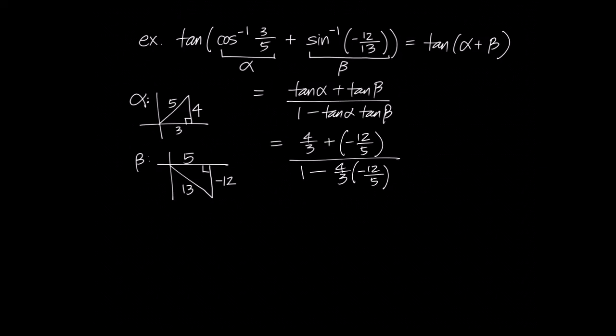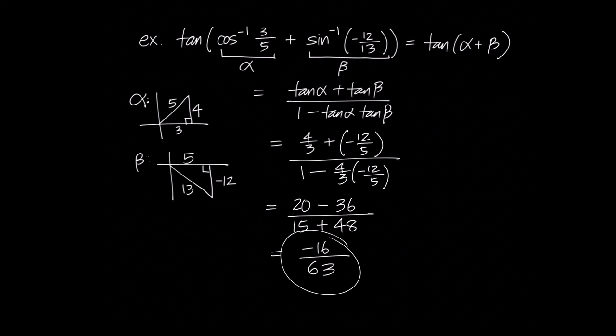Okay? Now, there are different ways to simplify this. The easiest way is to just multiply everything by 15 over 15. And so we have 15 times 4/3, that will be 20, minus 15 times that will be 36 over 15 plus 48. So what we have here is negative 16 over 63. And that cannot be reduced, so that is our answer.